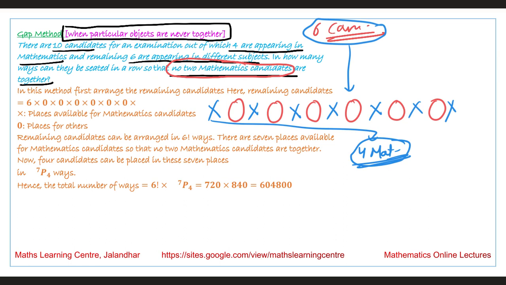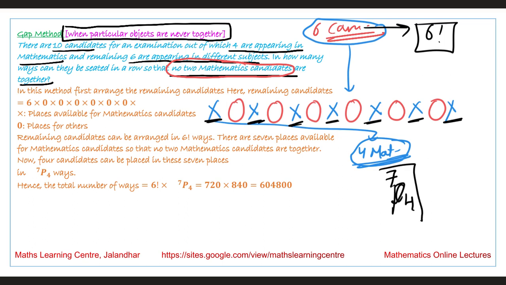Now we are talking about in how many ways these 6 candidates can sit. It is 6 factorial ways. And how many positions do we have now? It is 1, 2, 3, 4, 5, 6, 7, 7 positions. Out of these 7 positions, we have to choose 4 positions, so it is permutation, where these 4 candidates of mathematics can sit.